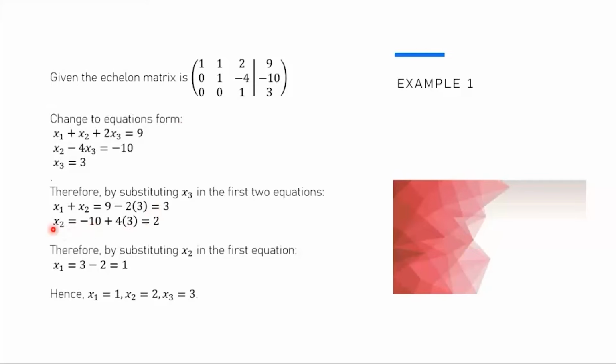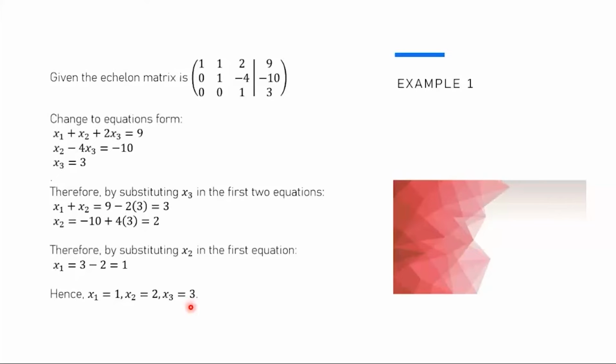You can see here, we already have the value for x2. So we're going to substitute it into the first equation, where we will get x1 is equal to 1. Eventually, we have solved the linear equations, where the answer is x1 is equal to 1, x2 is equal to 2, x3 is equal to 3. So that's all for the Gaussian elimination method.